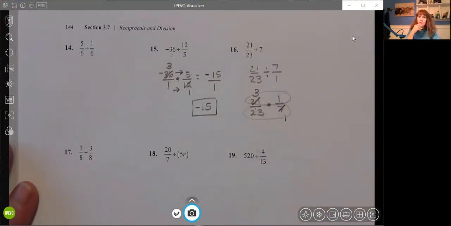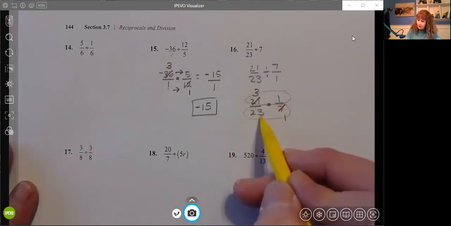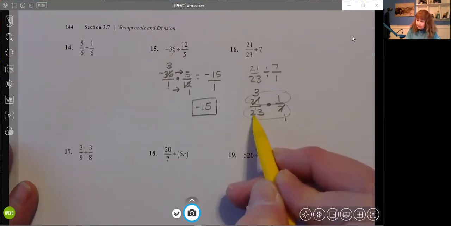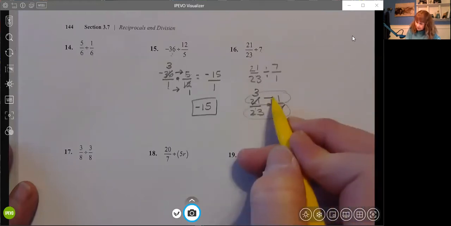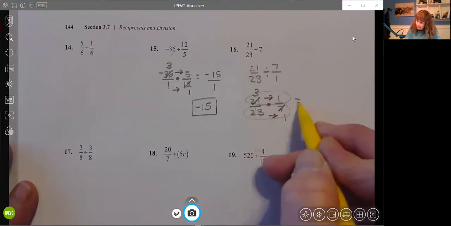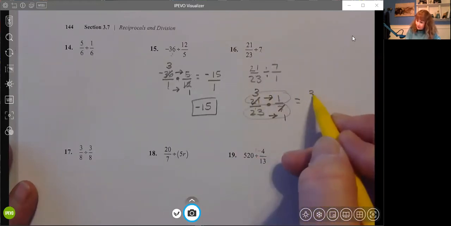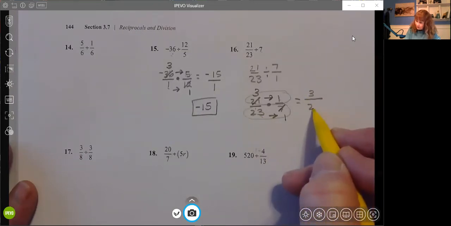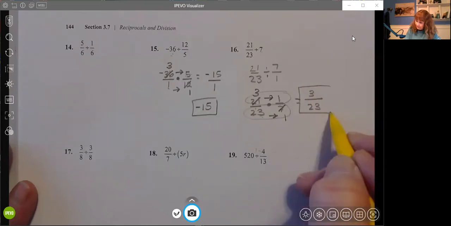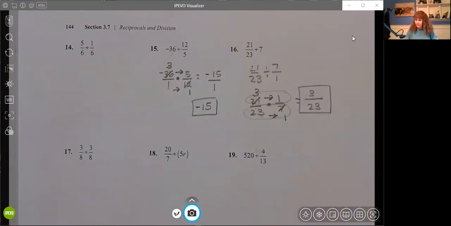3 and the 23 do not reduce, because 3 will not go into here, because the sum of these two is 5 and 3 doesn't go into 5. So we multiply straight across. 3 times 1 is 3. 23 times 1 is 23. So there's your 3 over 23 as your answer.